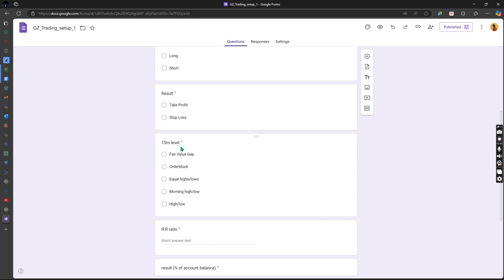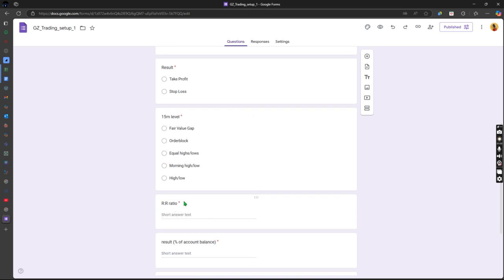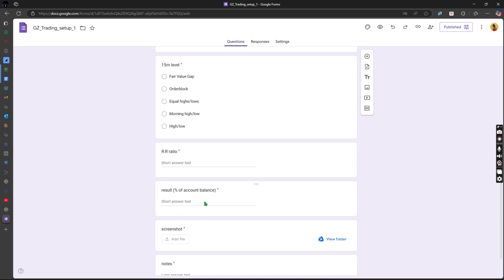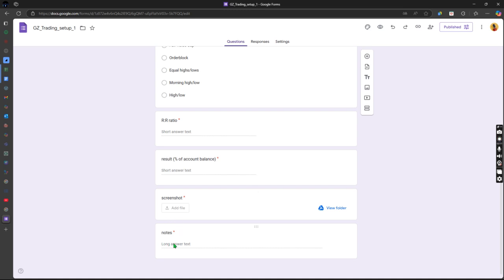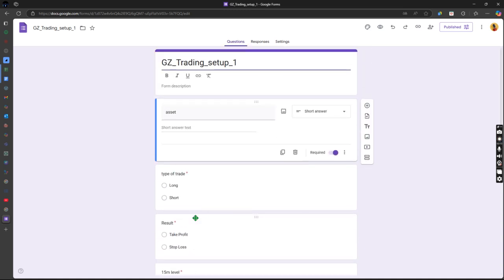In my case, for my strategy, is my 15-minute level, what was it? So either a fair value gap, an order block, equal highs or lows, morning high or low, or general high or low. Then what was the risk ratio? What was the result of the trade calculated in percentage of the account balance? And of course a screenshot of the trade and then some notes about what I think about the trade.